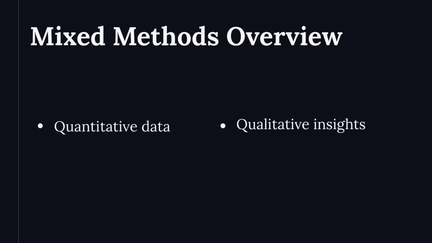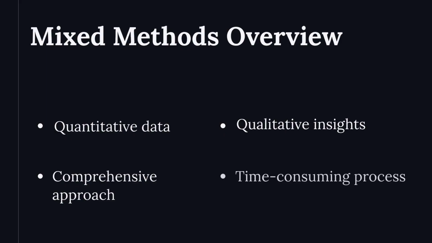Mixed methods combine quantitative and qualitative approaches. They provide a comprehensive understanding of the research problem. This method offers a complete picture by merging numerical data with contextual insights. However, it can be complex and time-consuming. For example, study social media marketing's impact using surveys and interviews.